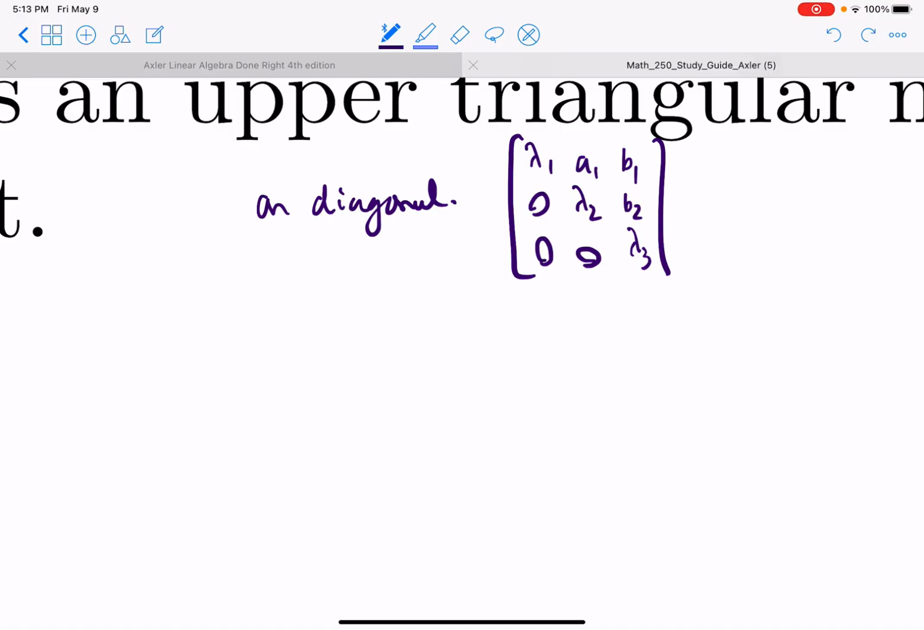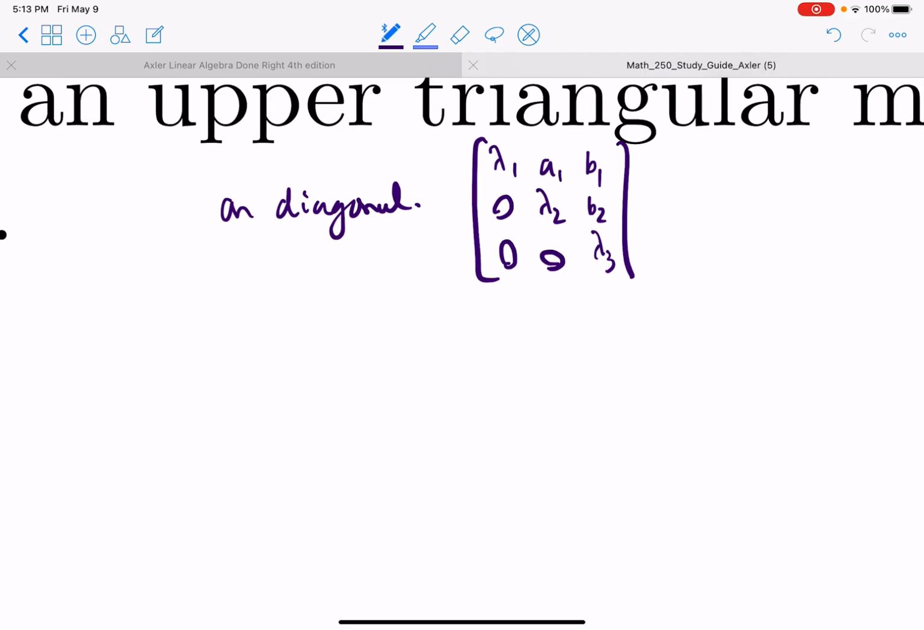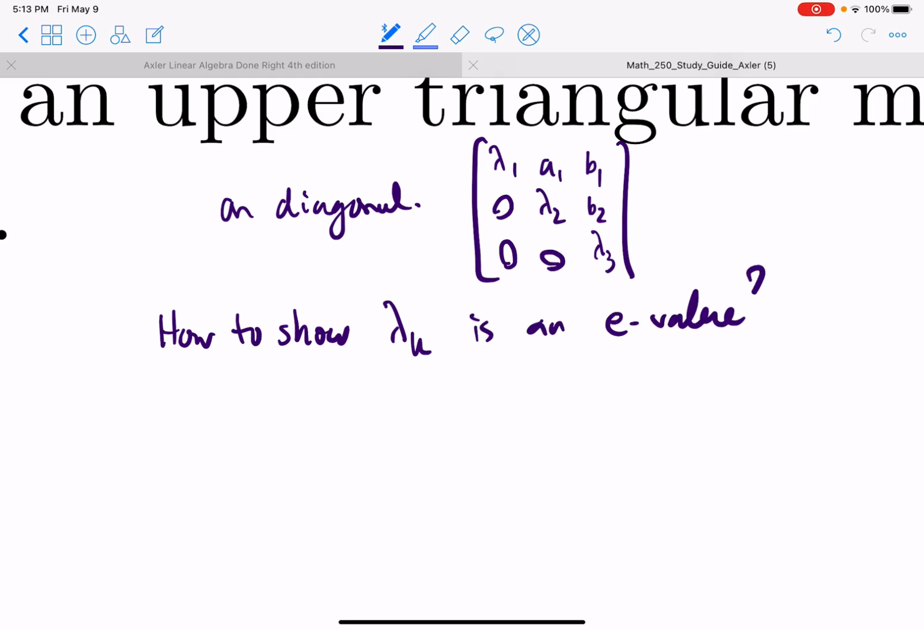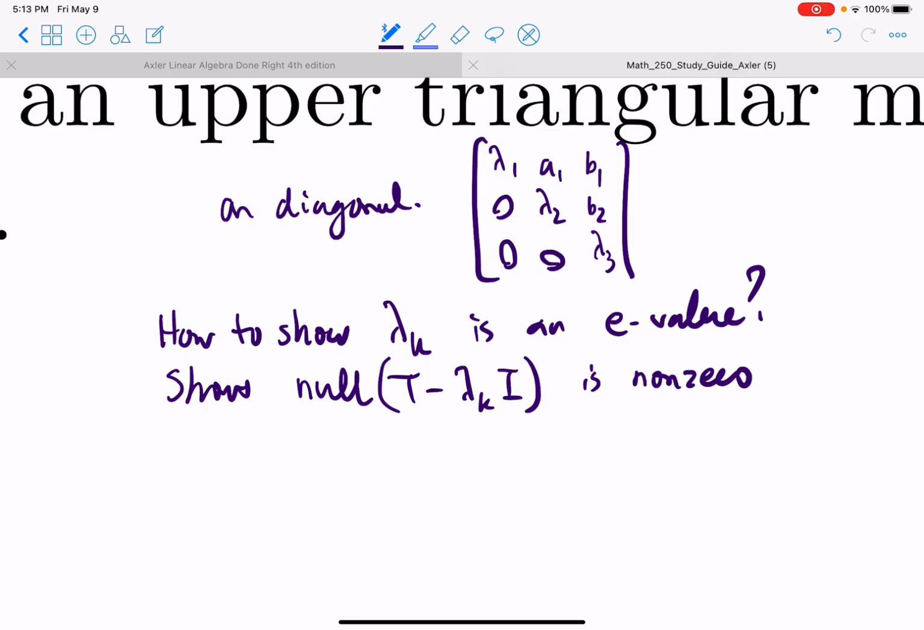If we take T minus lambda 2 I, how do we show that the diagonal entry lambda k is an eigenvalue? Well, show the null space of T minus lambda k times the identity is non-zero. Show that there's some non-zero vector in there. If we can show that, then we're done.